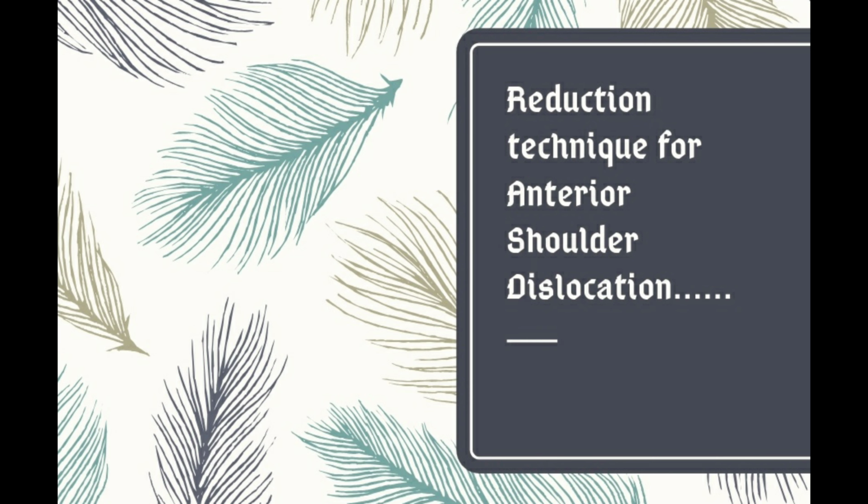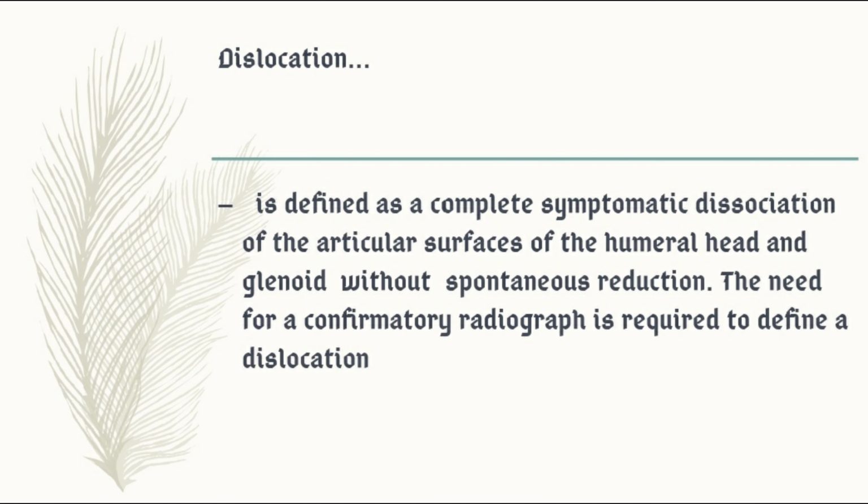Welcome friends. Today we are going to learn one of the reduction techniques for anterior shoulder dislocation. A shoulder dislocation is defined as a complete symptomatic dissociation of the articular surfaces of the humeral head and glenoid without spontaneous reduction.